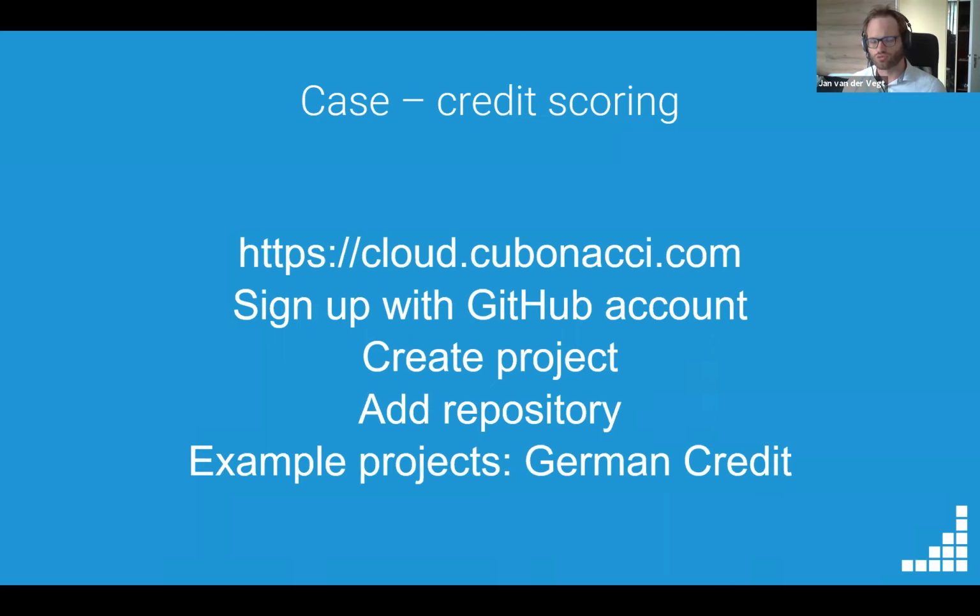You can then choose to push something there, or in this case, it's easiest if you click the example projects, and then we'll make a first commit with this German credit score task.